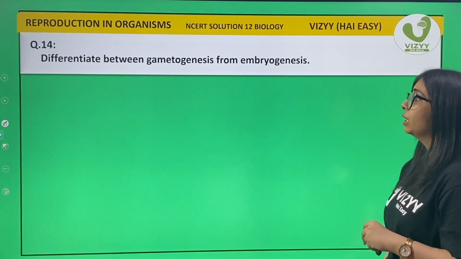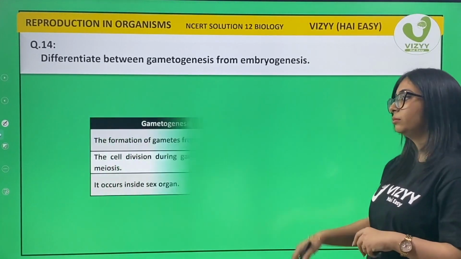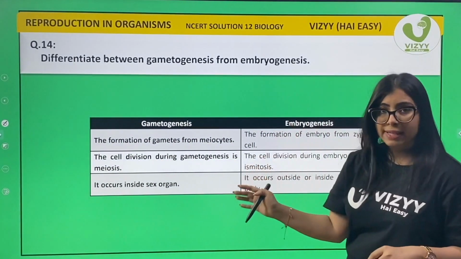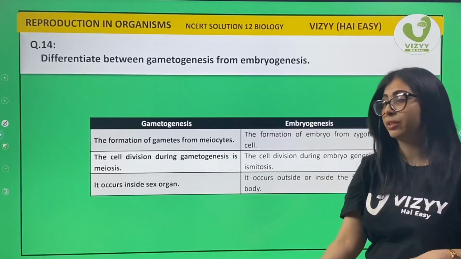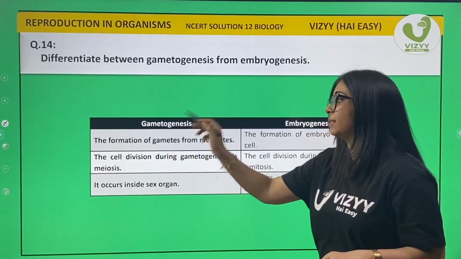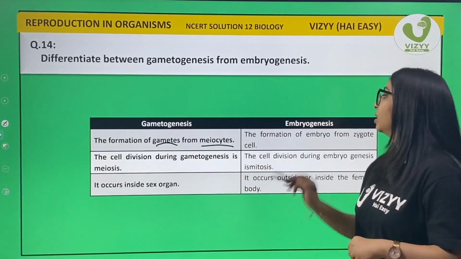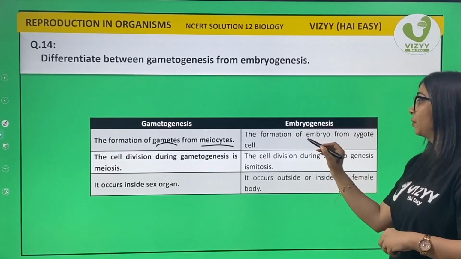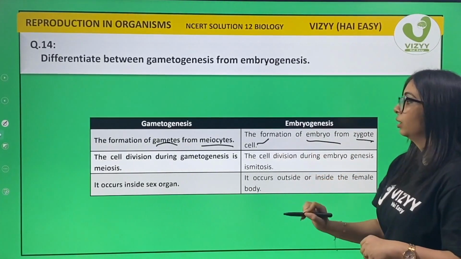Differentiate between gametogenesis and embryogenesis. Again, we will write it in a classical manner first and then we will categorize it. What is gametogenesis? Gametogenesis is formation of gametes from oocytes, whereas embryogenesis is formation of embryo from zygote cell.